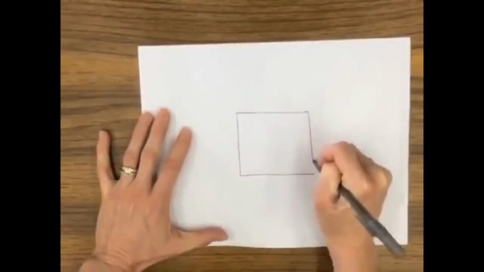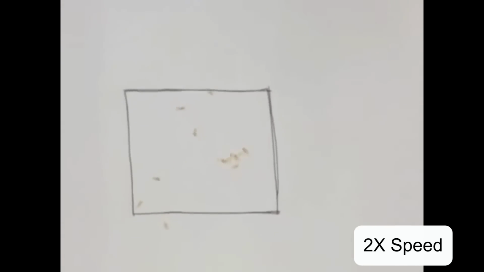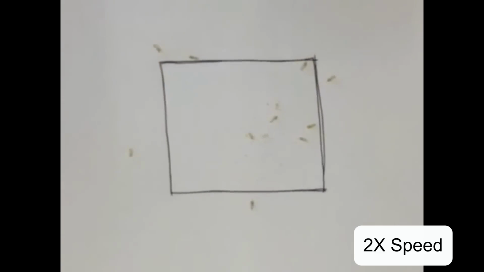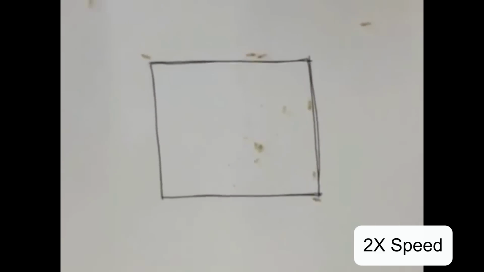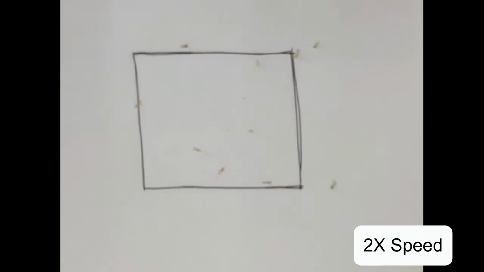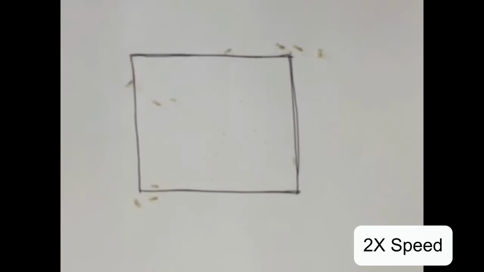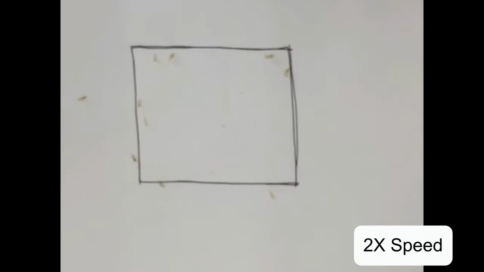Okay, so here we draw our square again with black ink from a Bic pen, and we dump out our termites, and the termites begin to travel around at 2 times the speed. Sped it up so that it goes a little quicker. And as you can see, they start to wander, but pretty soon they start to find the black line, and they follow the black line in a square.